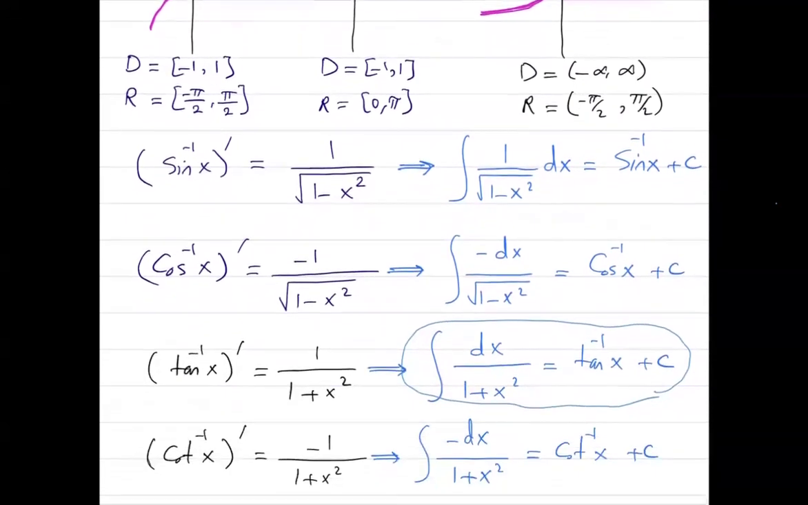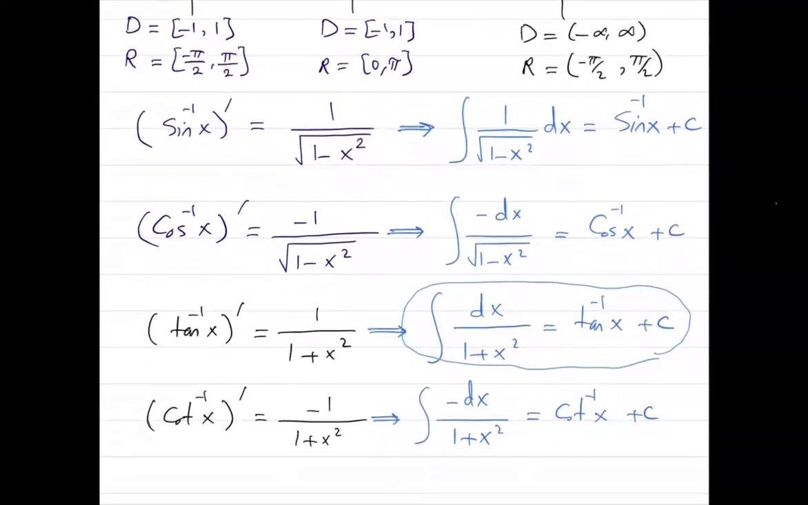For inverse tangent, the derivative of inverse tangent is 1 divided by 1 plus x squared, and the integral of dx divided by 1 plus x squared is inverse tangent of x plus c. In turn, if you take the derivative of inverse cotangent, it is -1 over 1 plus x squared, and the integral of negative dx divided by 1 plus x squared is inverse cotangent x plus c.